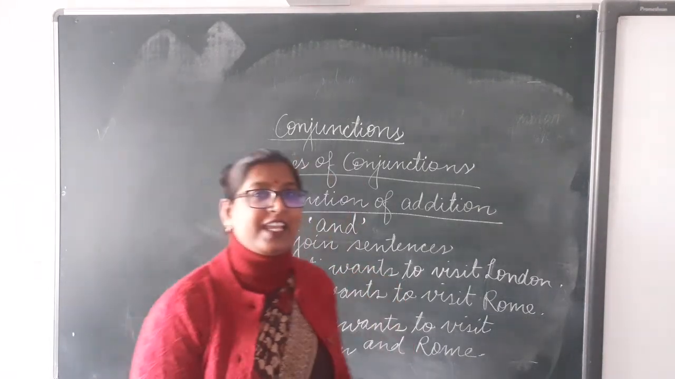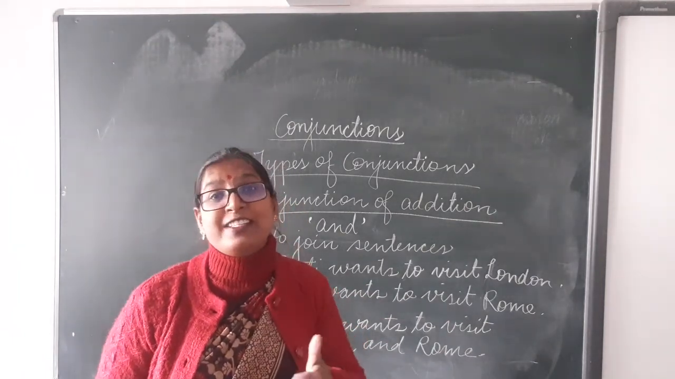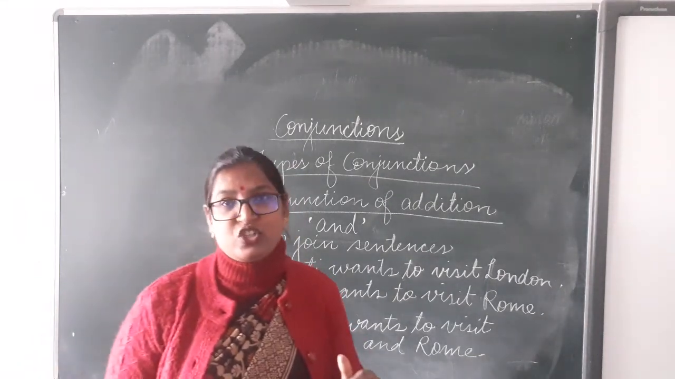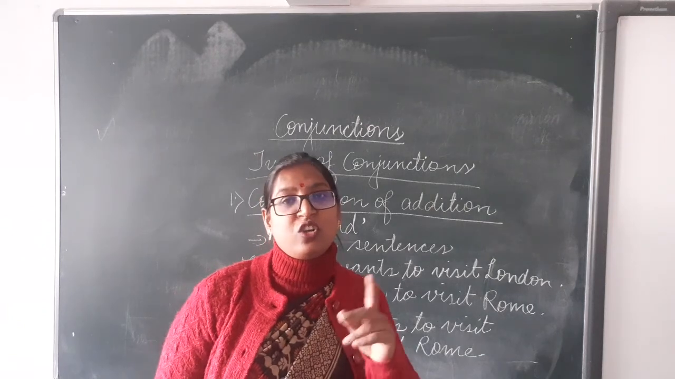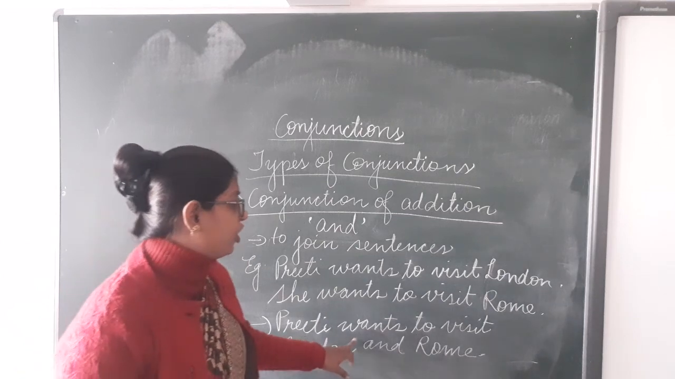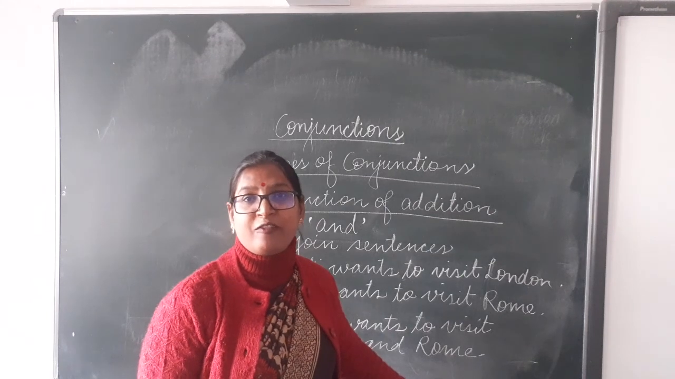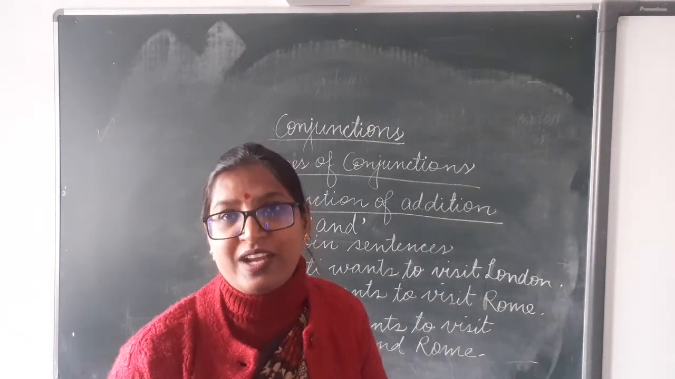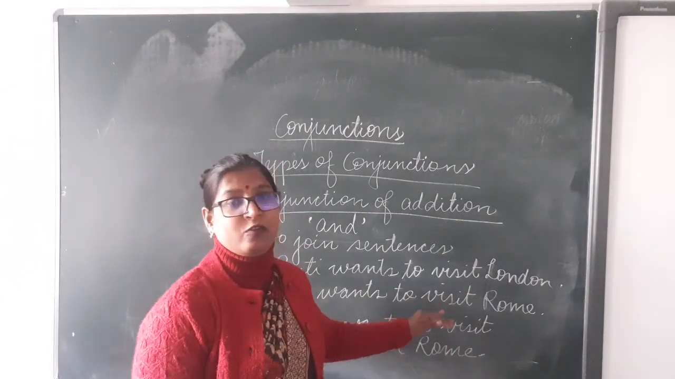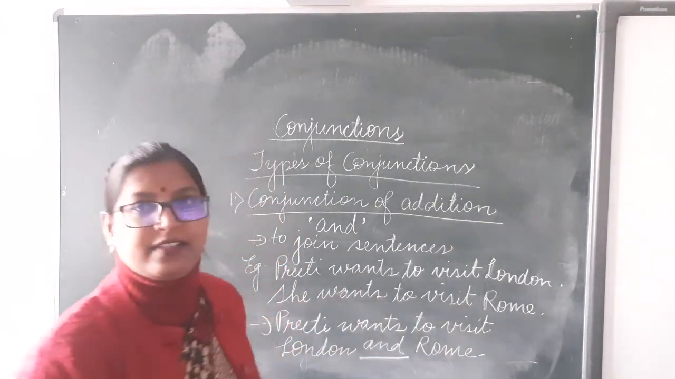So instead of saying the same thing in two sentences, we can shorten it into one sentence by adding them using the conjunction. Which type of conjunction? Conjunction of addition, that is and. Preeti wants to visit London and Rome. We have made the sentence more attractive, isn't it? By joining both the sentences, we have made one single sentence by adding the conjunction and.